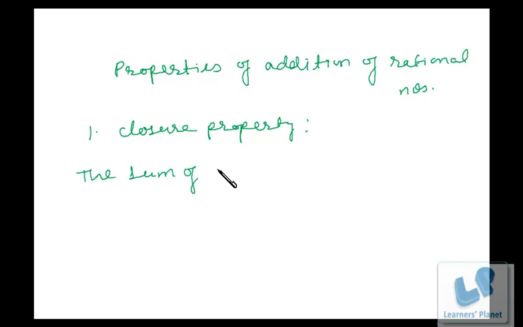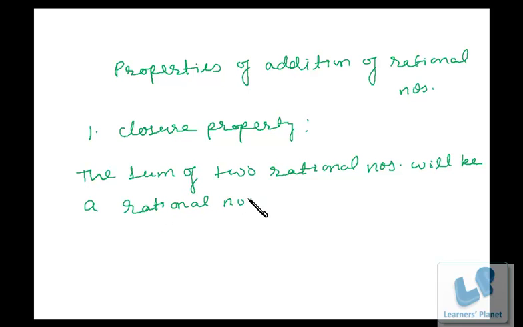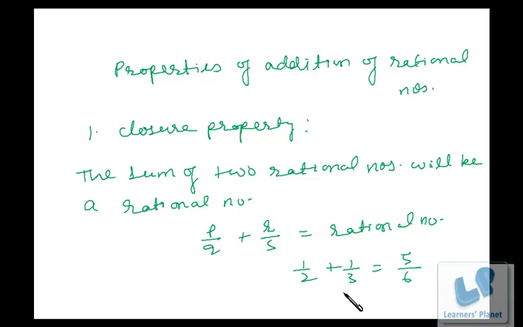The sum of two rational numbers will be a rational number. Right? You can take any example, maybe p by q plus r by s. So the sum of p by q and r by s will be a rational number only. Okay, you can take a numerical example also, maybe 1 by 2 plus 1 by 3, that is 5 by 6. So this is a rational number, this is a rational number. If you add both of them, still you will be getting a rational number. Okay, so the sum of two rational numbers will always be a rational number. That's a very important property. We know this property as closure property.